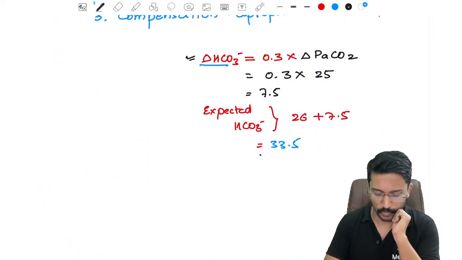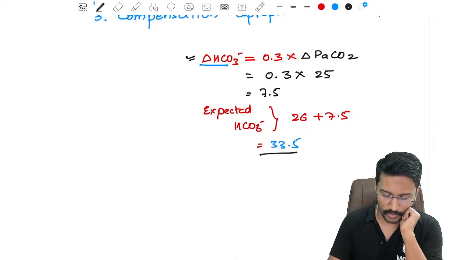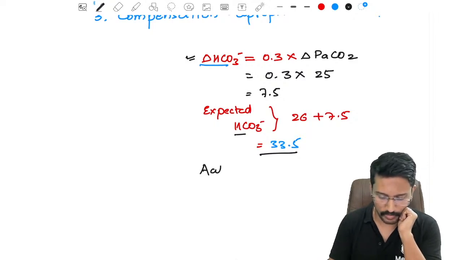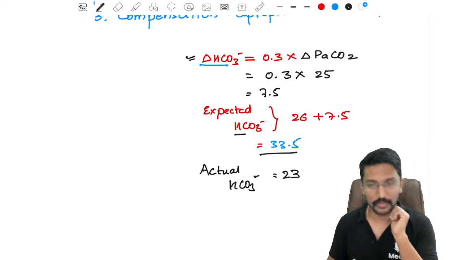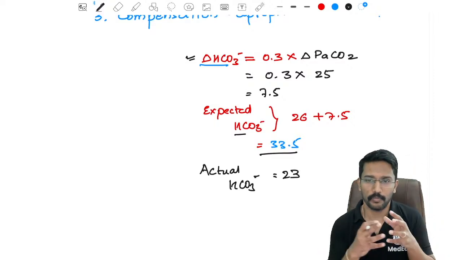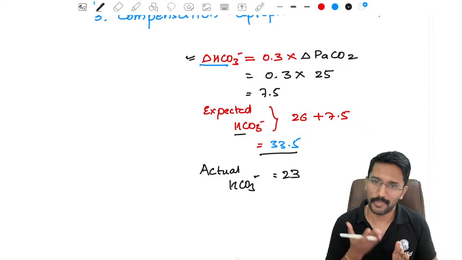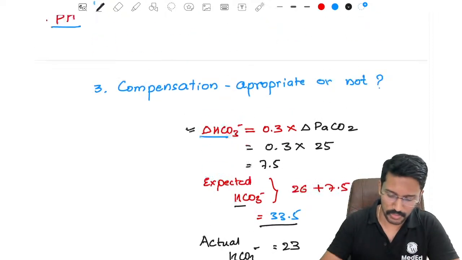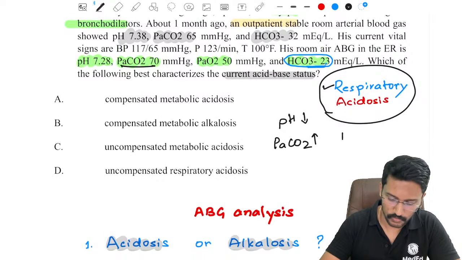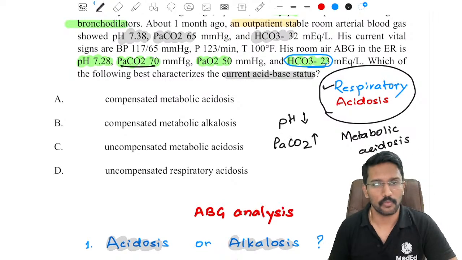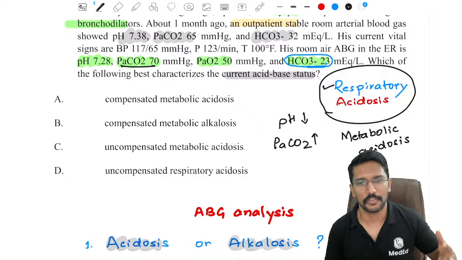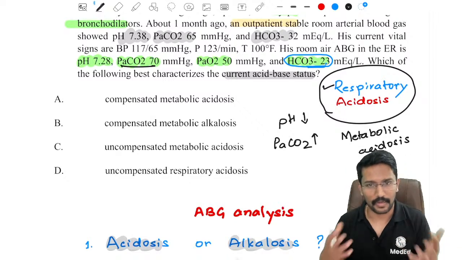Now what is happening to the bicarb here? The calculated or expected bicarb is this much, right? Actual bicarb here is 23. Actual HCO3 minus is 23. So that means the bicarb is lesser than expected. So when bicarb is lesser than expected, what do you see? It is a metabolic acidosis. So this ABG has, in addition to respiratory acidosis, an underlying metabolic acidosis, right? Possible because this patient has infection and he may be going through sepsis, and that can cause metabolic acidosis.